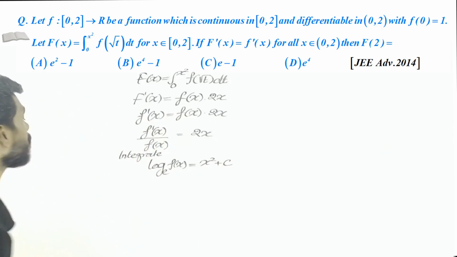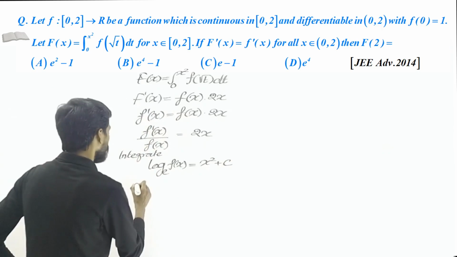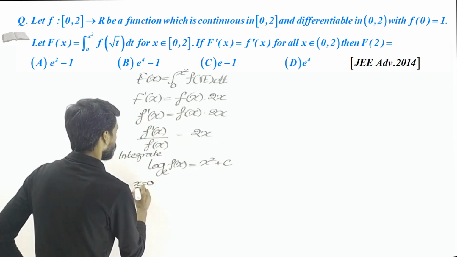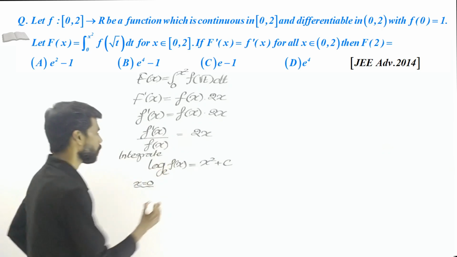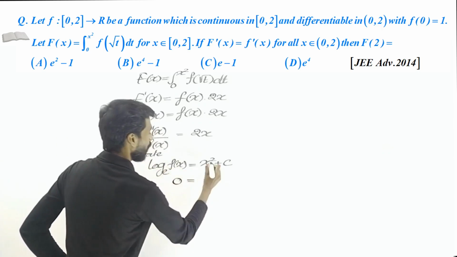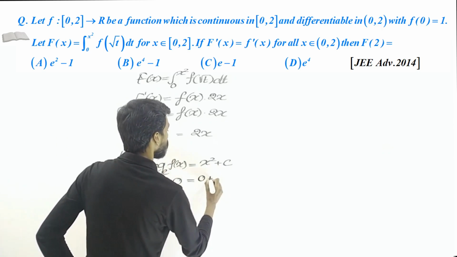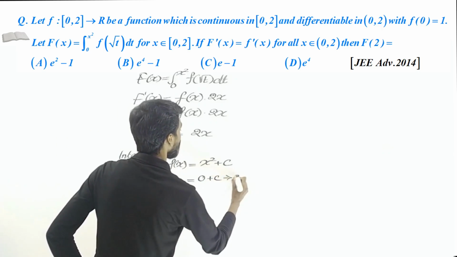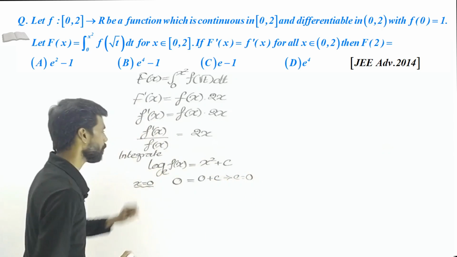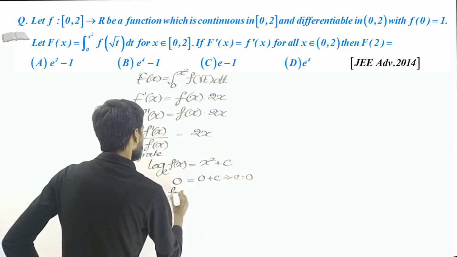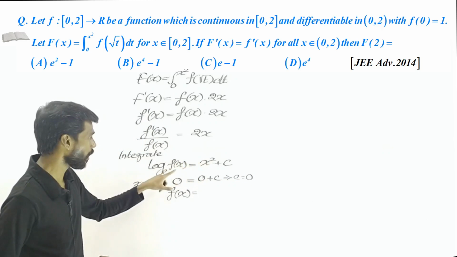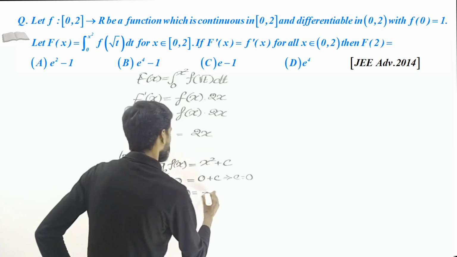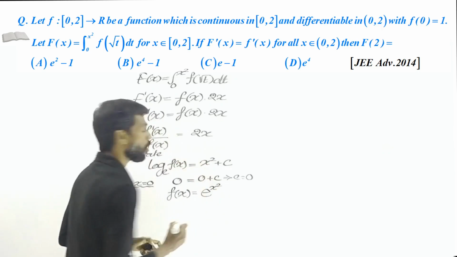For that some value is given: f of 0 is given to be 1. So let us substitute x equal to 0. If you substitute 0, f of 0 is 1, so log 1 is 0, that equals, with x taken as 0, 0 plus c. So that means we got the value of c as 0. So that means log of f of x is x square. Now f of x is e to the power x square. So that's all. So this is the function f of x, right?